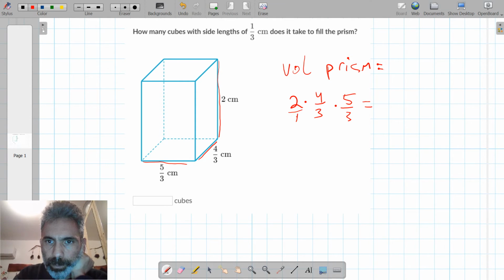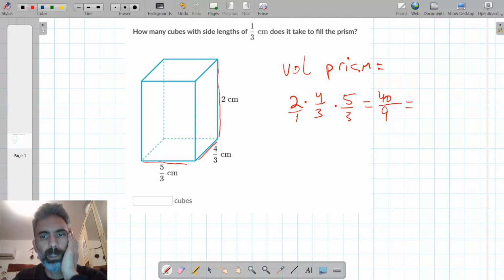Okay, so 2 times 4 is 8, 8 times 5 is 40, 1 times 3 is 3, 3 times 3 is 9. So the total volume is 40/9. 9 goes into 40 4 times, sorry. 9 times 4 is 36, so we have 4 wholes, and we are left with 4/9.